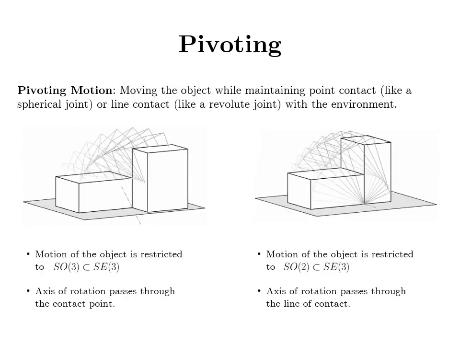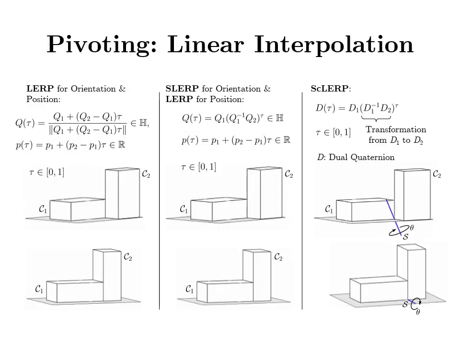Pivoting is a motion where an object is moved while maintaining a point or line contact with a support surface. A point contact acts like a spherical joint, and motion of the object is restricted to SO3. A line contact acts like a revolute joint, and motion of the object is restricted to SO2. Suppose an object can reach a goal pose from a start pose using a single pivoting motion. This can happen when the start and goal poses are such that there is a common vertex between these poses.